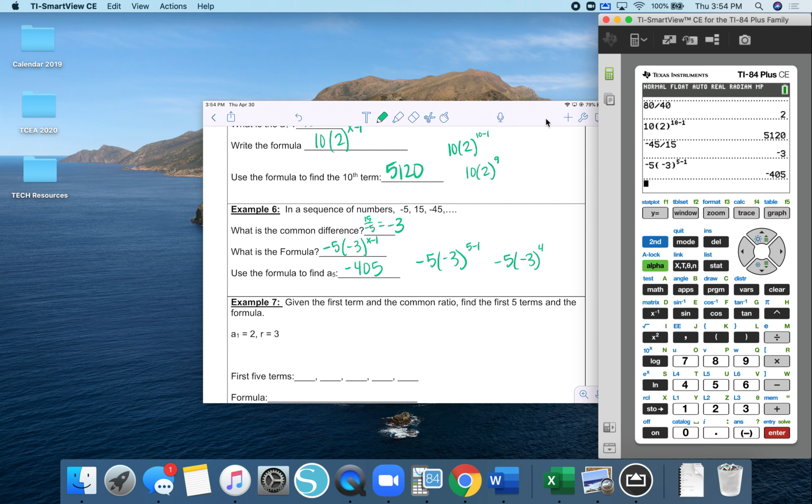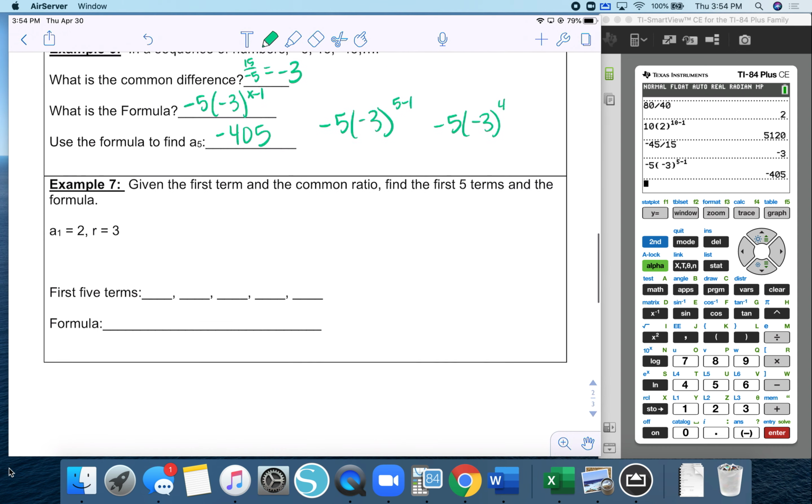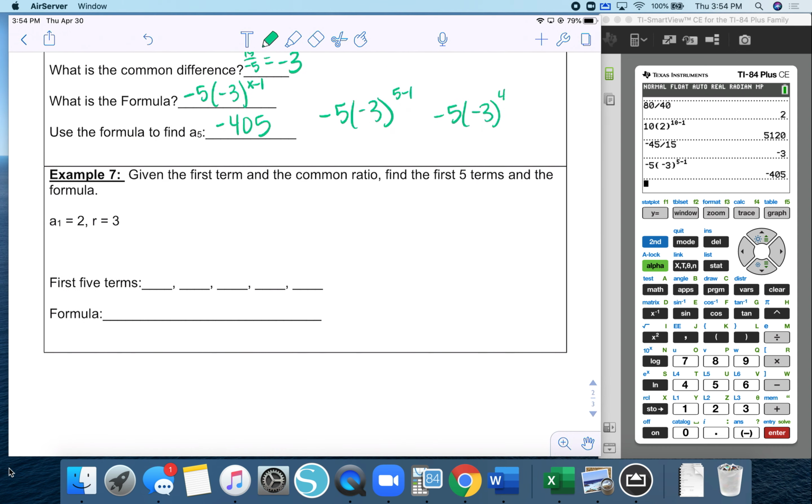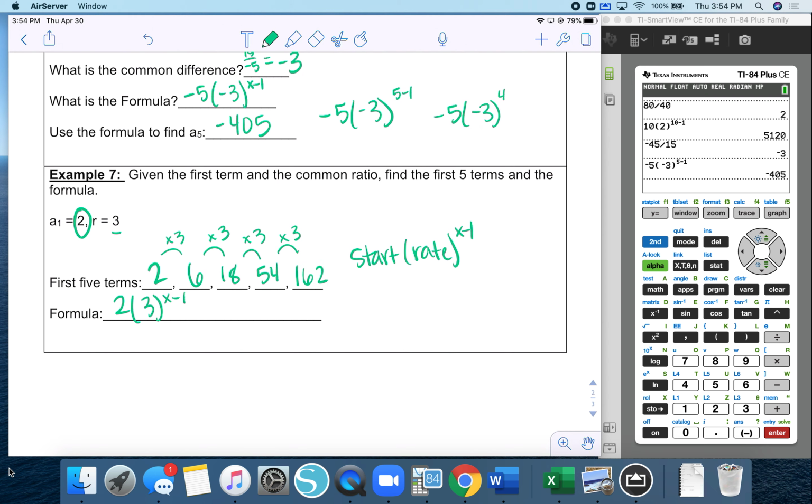So for the last one, example 7, given the first term and the common ratio, find the first 5 terms and the formula. That formula is very quick and simple. This is my starting value, this is my rate raised to the x minus 1. So as long as you remember it's always start times rate to the x minus 1, then you'll be good to go. So the first 5 terms, we have 2 times 3 is 6, times 3 is 18, times 3 is 54, and then times 3 is 162.